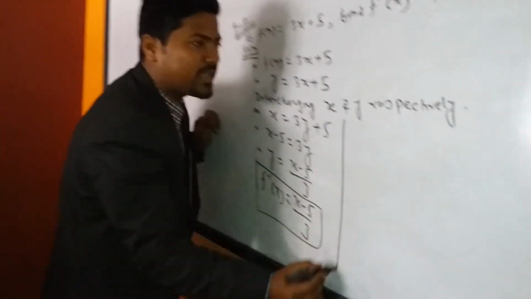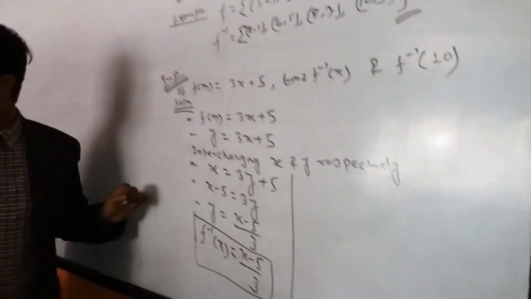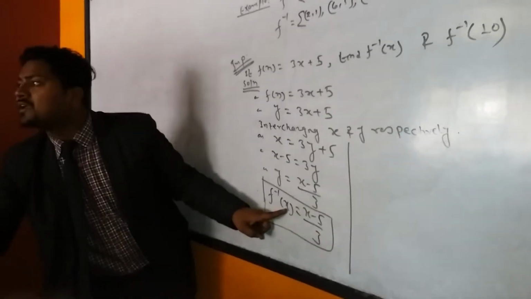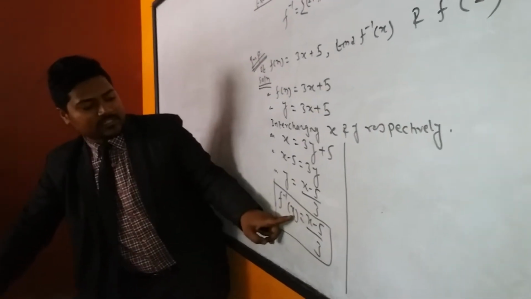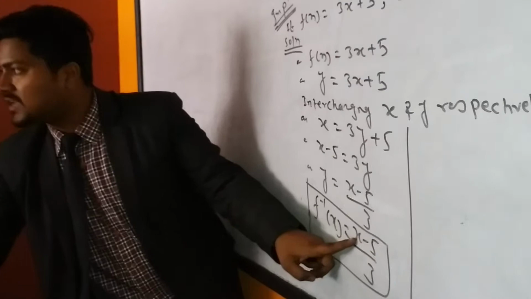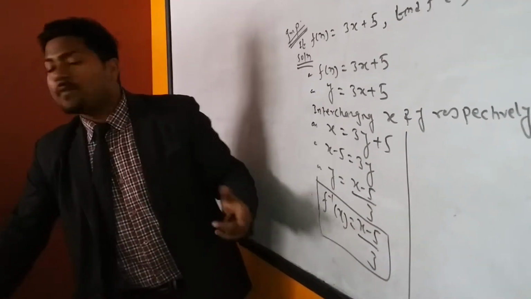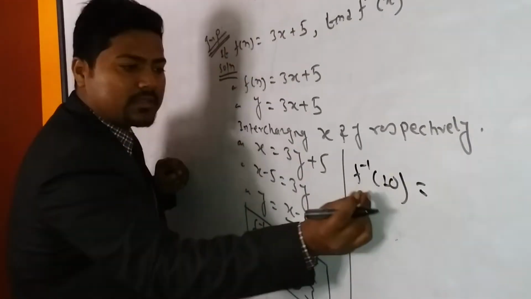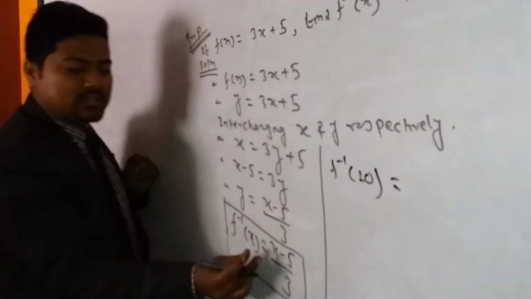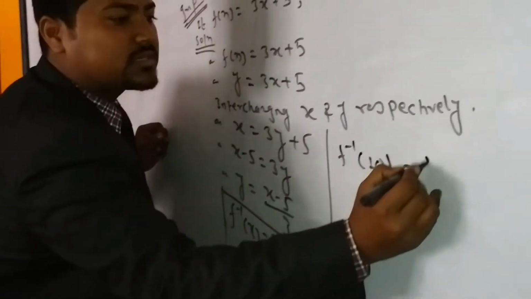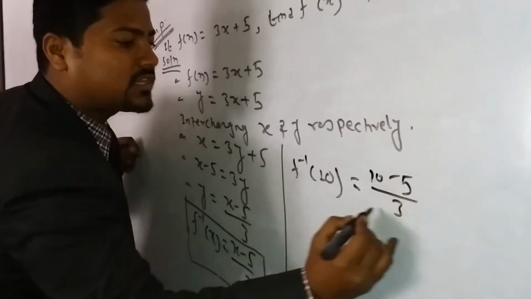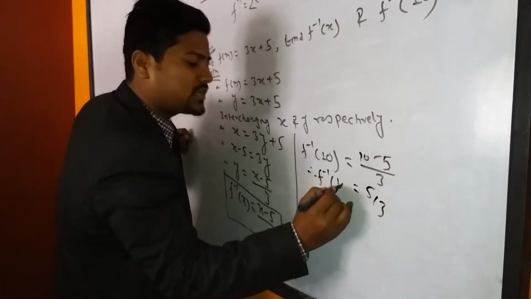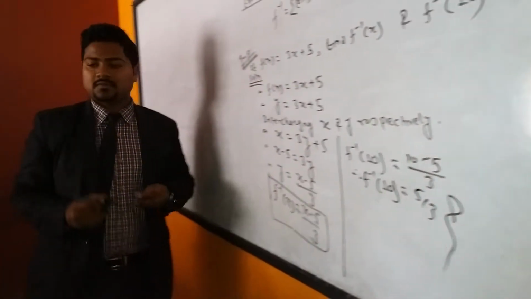Now the next question is f inverse 10. Look here, in place of x, 10 is given. So in f inverse x, in place of x we put 10, and here also 10. Understood or not? This is called the functional value. So for f inverse 10, in place of x we put 10: 10 minus 5 divided by 3. Then 5 by 3 will come. Therefore f inverse 10 is equal to 5 by 3.